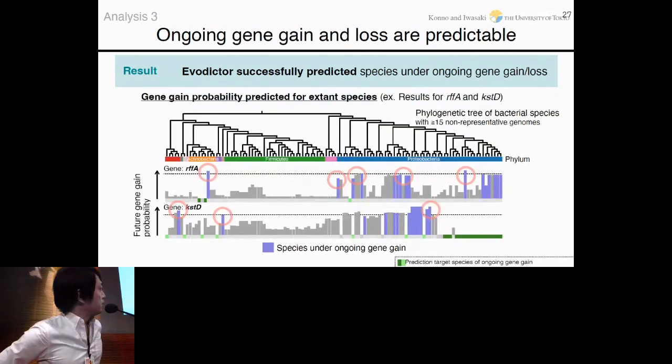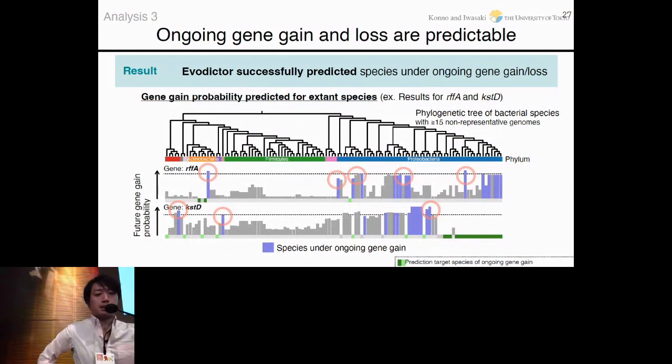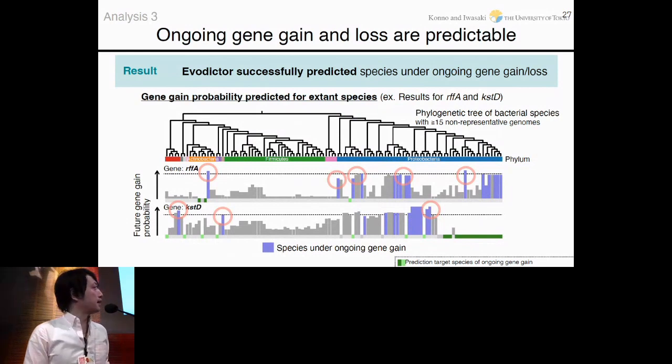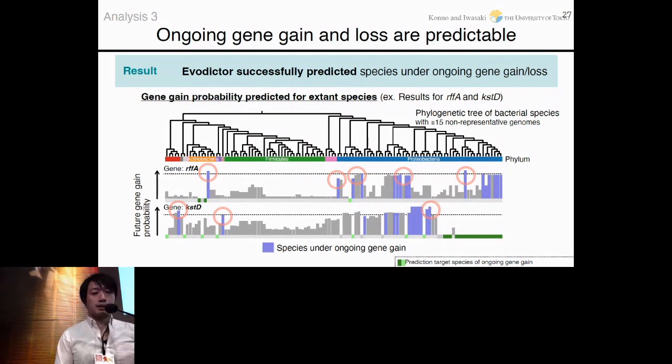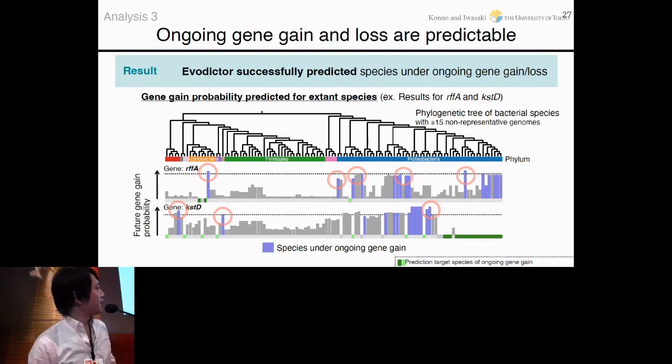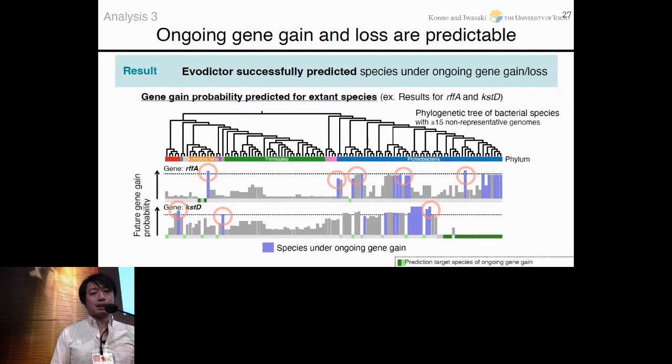And here, this is a phylogenetic tree, and the blue birds mean that a part of that species or pangenome have gained a specific gene. The gene names are displayed here, and the bar heights represent the gene gain probability predicted by evodictor. So for species that evodictor predicted these genes will be gained in the future, actually a part of those pangenomes had that gene.